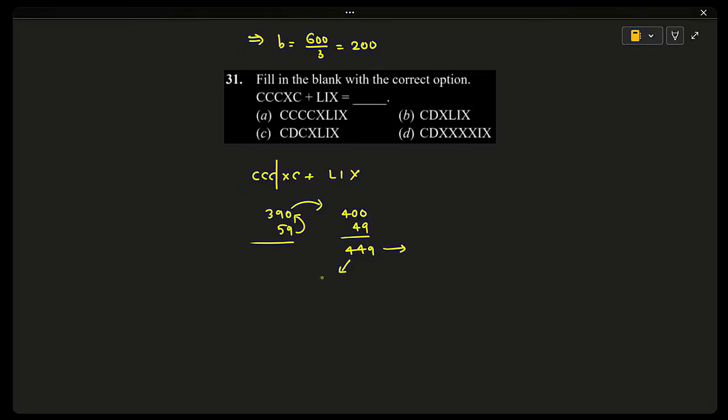4 place value is 400. This 4 place value is 40. This 9 place value is 9. So how can you write 400? We can write CD. Next, how can you write 40? XL. How can you write 9? IX. CD, XL, IX. That is option B.